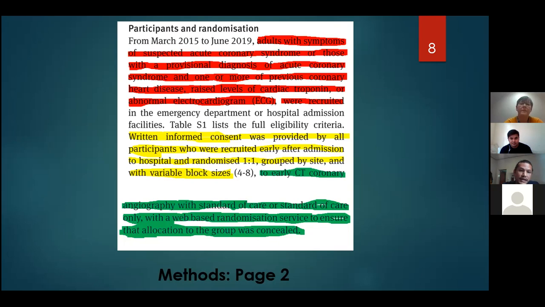They have also mentioned that table S1 lists the full eligibility criteria. However, I was not able to find the table in the paper we were given. Before the participants were recruited in the study, informed consent was gained, and they were grouped by site with variable block sizes.